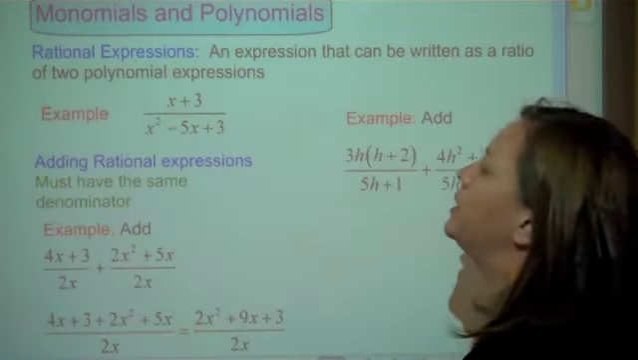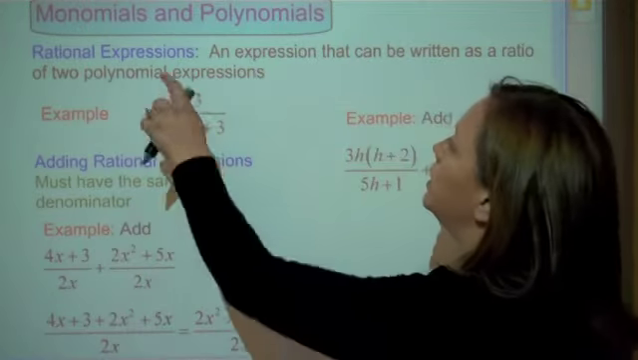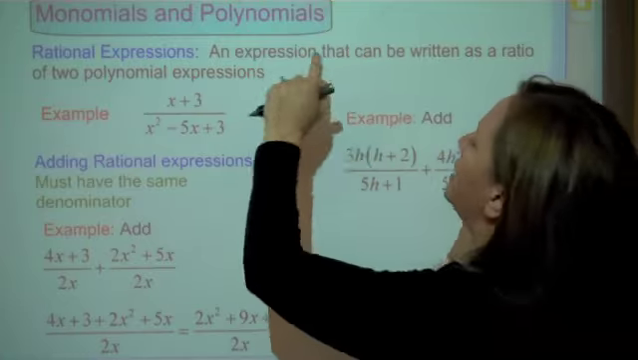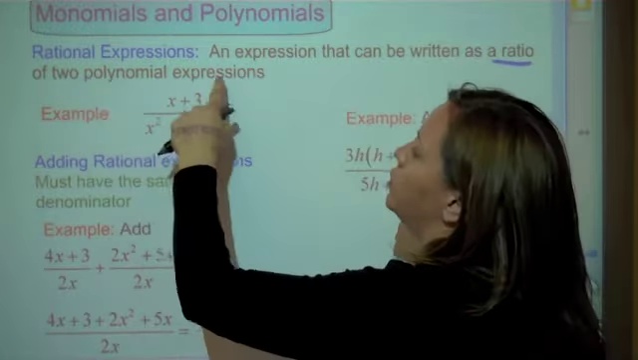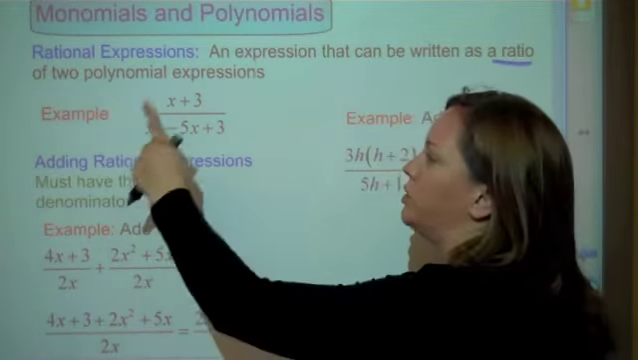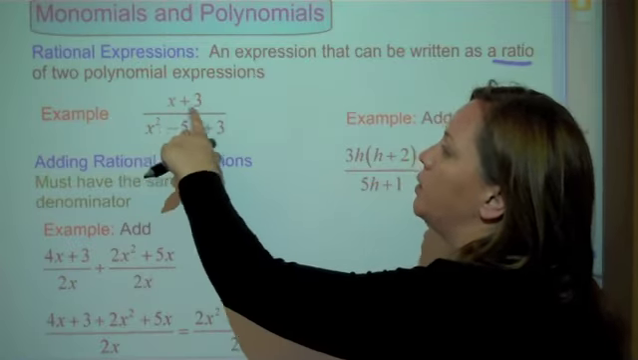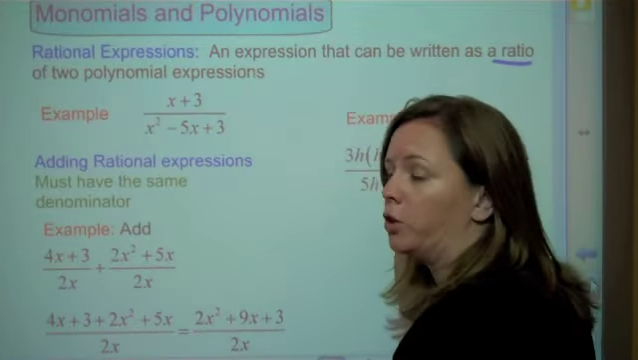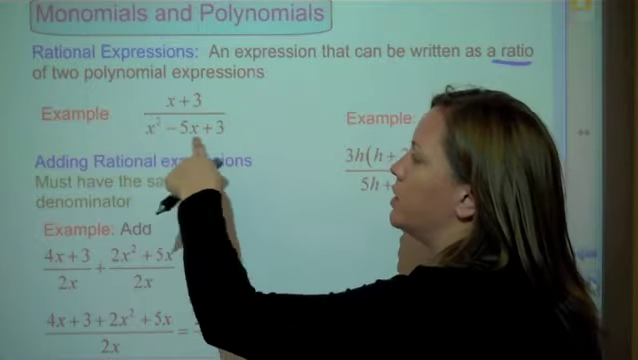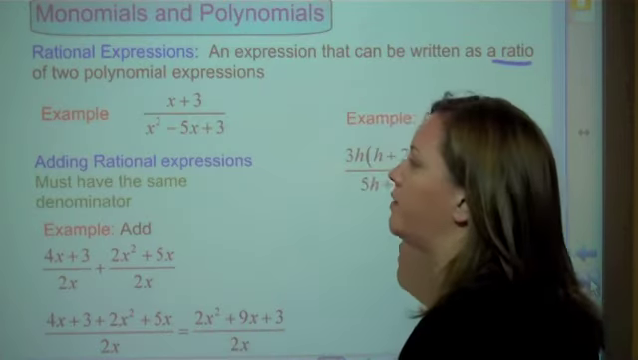Okay, now we got to talk about rational expressions. An expression that can be written as a ratio of two polynomials is a rational expression. So let's just take a look at an example. Notice how my numerator is a polynomial, x plus 3. My denominator is also a polynomial, x squared minus 5x plus 3.